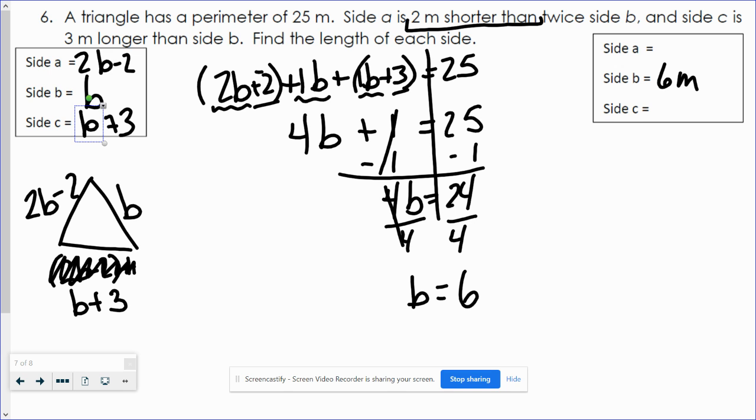meters. Side A, 2 meters shorter than twice side B. So you could just substitute into this translation right here and go 2 times 6 is 12. Minus 2 is going to be 10 meters. Or you could go back and read that and translate it from there again, but you already have the translation. Side C is 3 meters longer than side B. So if side B is 6 meters, then this would be 9 meters. And if you add all those up, I do get 25 meters.